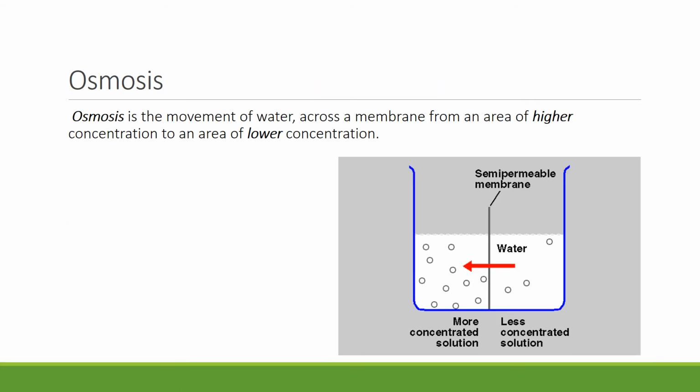The first process is osmosis, a passive process. It's the movement of water across a membrane from an area of higher concentration to an area of lower concentration. You can see that in the diagram on the right. Only the water molecule is small enough to move through the holes in the membrane.